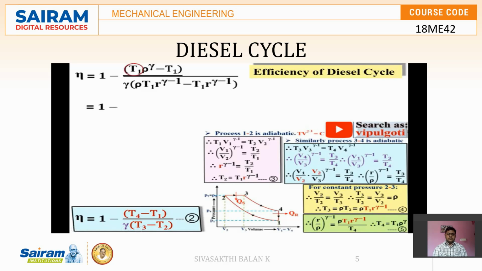So I can say T1 is common over here. What is the remaining term? Rho raised to gamma minus 1. Over here, this whole term is common, that is T1 into R raised to gamma minus 1, and gamma as it is. So the remaining term is rho over here minus 1. So T1 will be cancelled, and that is your remaining term.